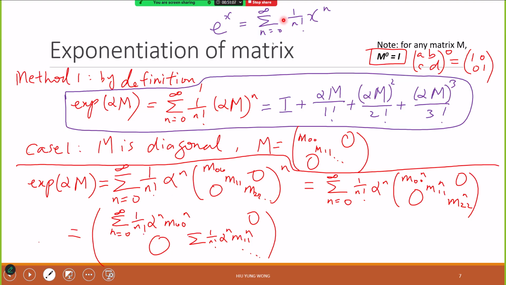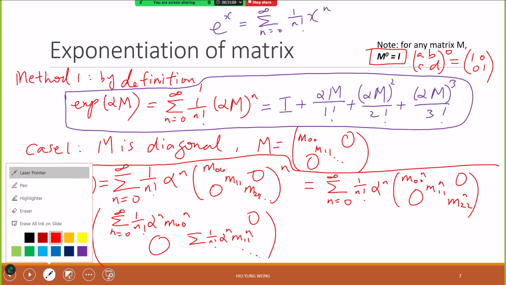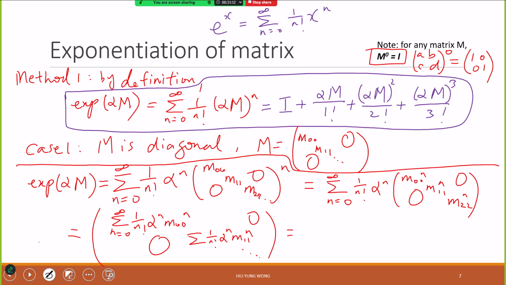Now this one is just the same as the regular definition of a number's exponential, right? So this is just equal to exponential alpha m00, exponential alpha m11, exponential alpha m22, and then the rest is 0. Is this okay? Any questions?